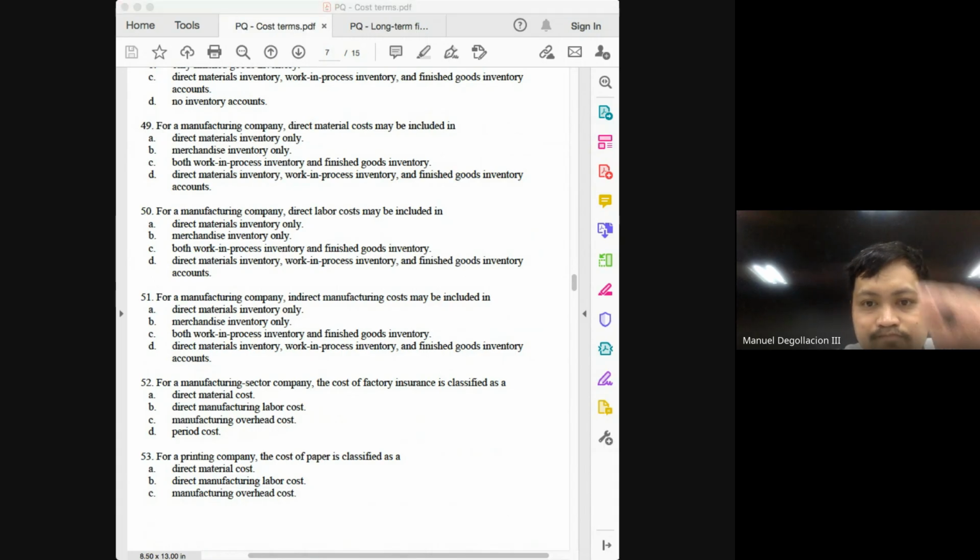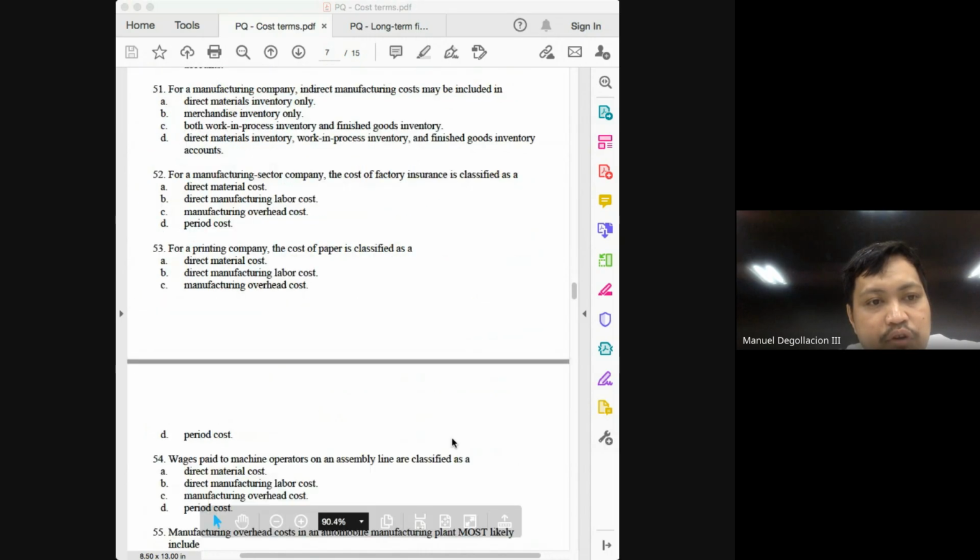Number 53, class. For a printing company, the cost of paper is obviously a direct material. So these are easy questions, class, but this does not simply require memory recall. You have to think. Even the thinking required is not that deep. So you should be able to get these kinds of questions. Let's have 54.